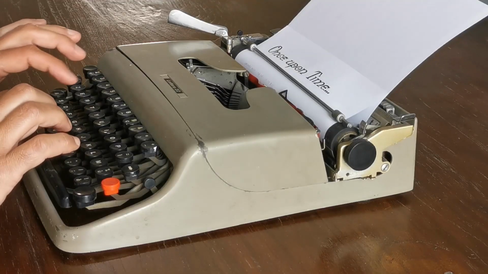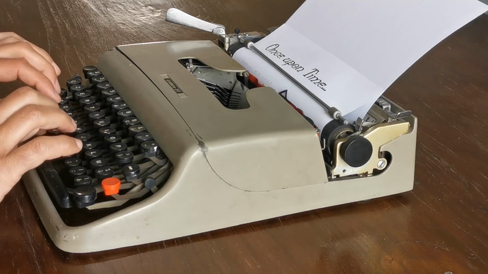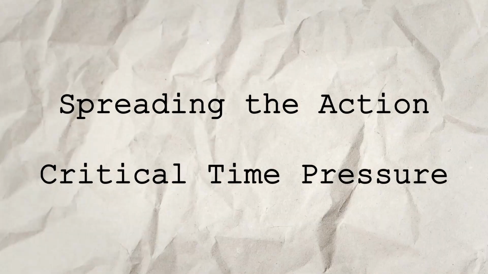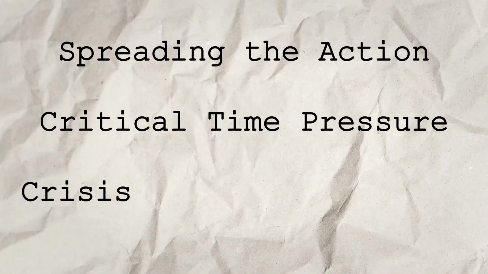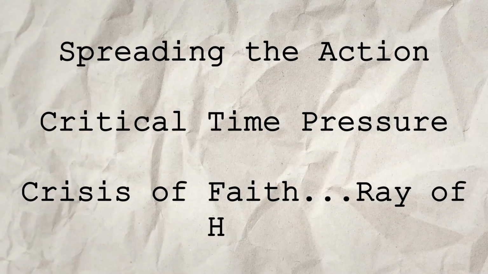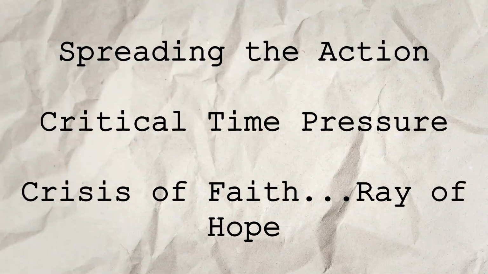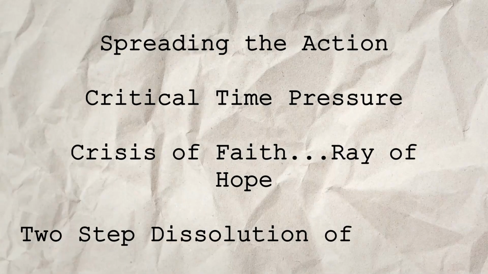In any case, the Sanderson climax formula includes the following parts. Firstly, spreading the action across 2 or more different locations simultaneously. Second, having a critical time pressure of some kind. Third, what I call the crisis of faith followed by the ray of hope, which is basically crafting an atmosphere of total hopelessness before establishing a faint glimmer of possibility and hope, representing a critical emotional pivot in each climax. And finally, the 2-step dissolution of tension. Let's now go through each of these in turn.